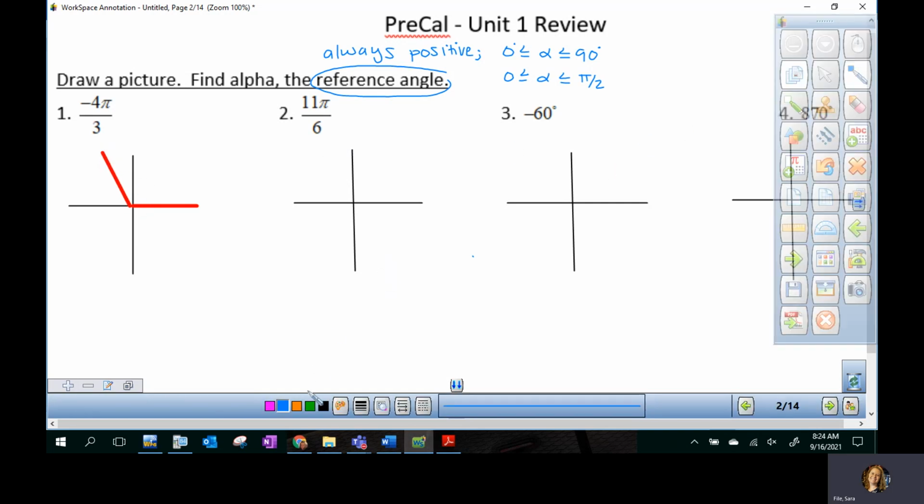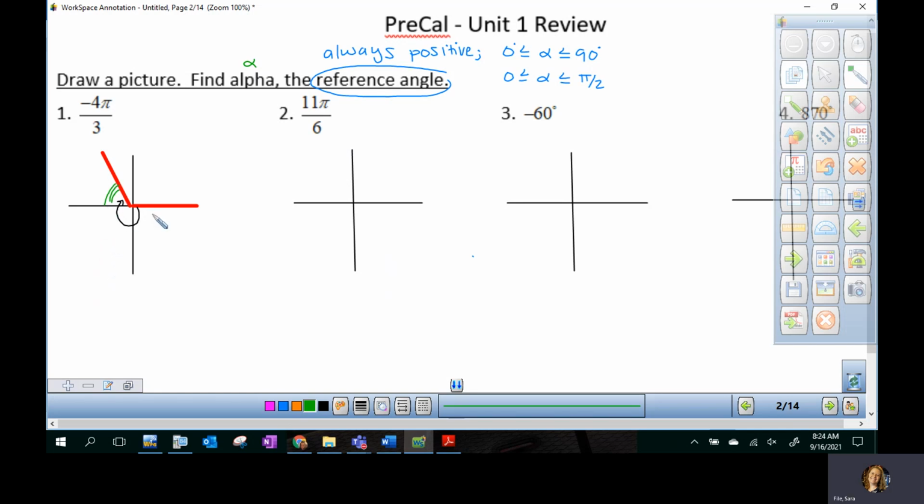It is not done being drawn. That's not a complete drawing. What's missing? The arrow showing the direction. That is negative 4 pi thirds. Now the reference angle, which we're going to call alpha, is just how far is that from the x-axis. So here is what I'm looking for, that angle right there.